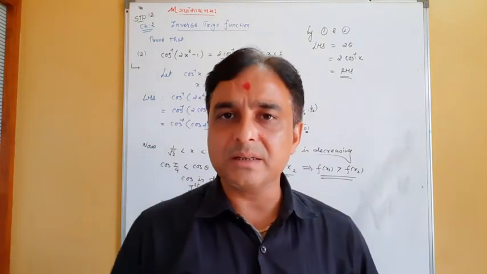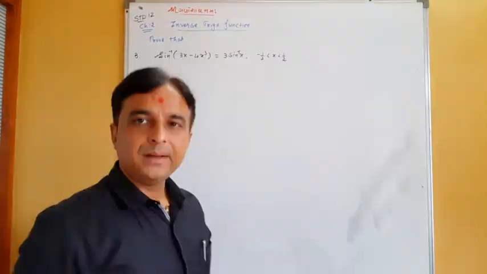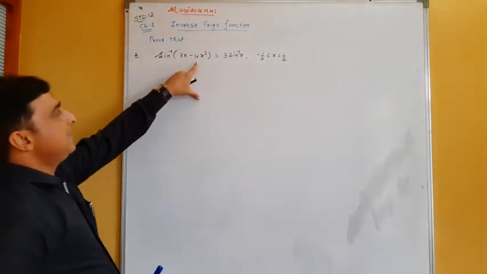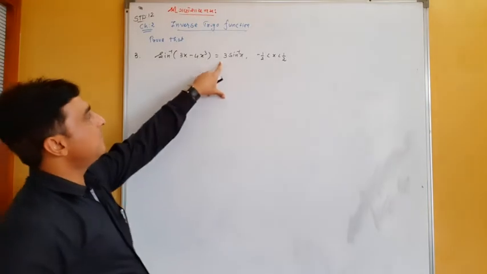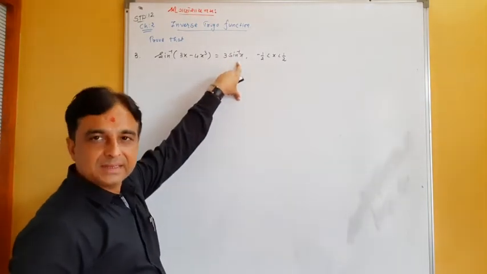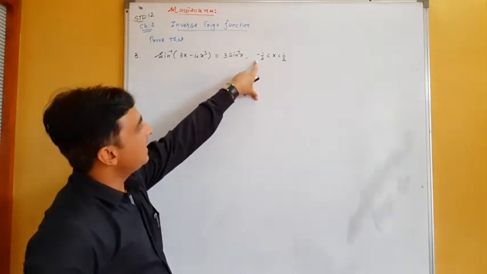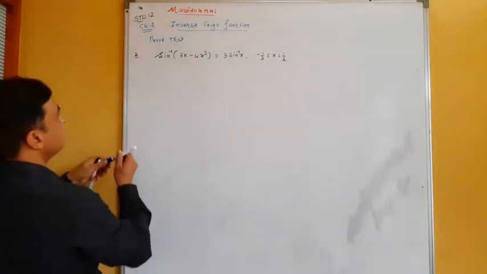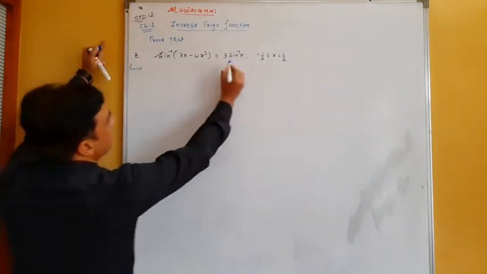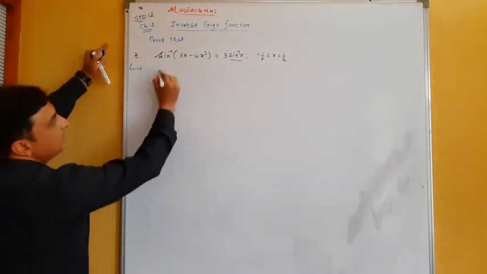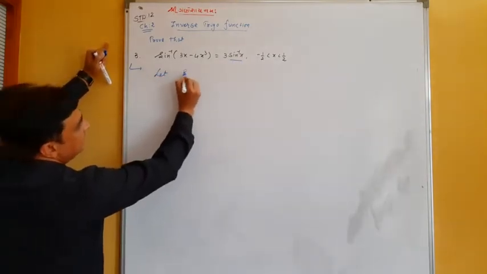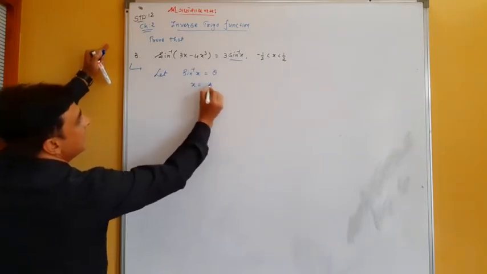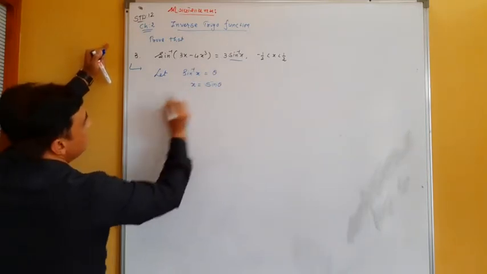Let's discuss the 3 theta questions. Next example: sin inverse (3x minus 4x cube) equal to 3 sin inverse x, where minus 1 by 2 less than x less than 1 by 2. Similarly, what do we have to assume? Let sin inverse x equal to theta, x equal to sin theta.